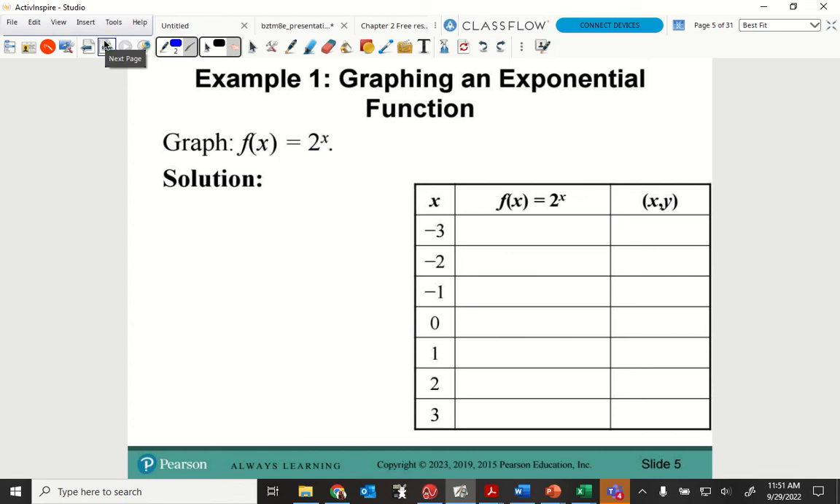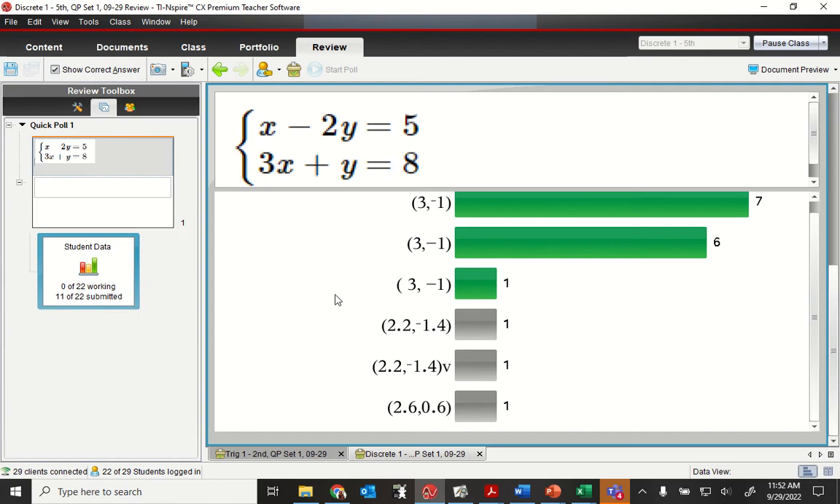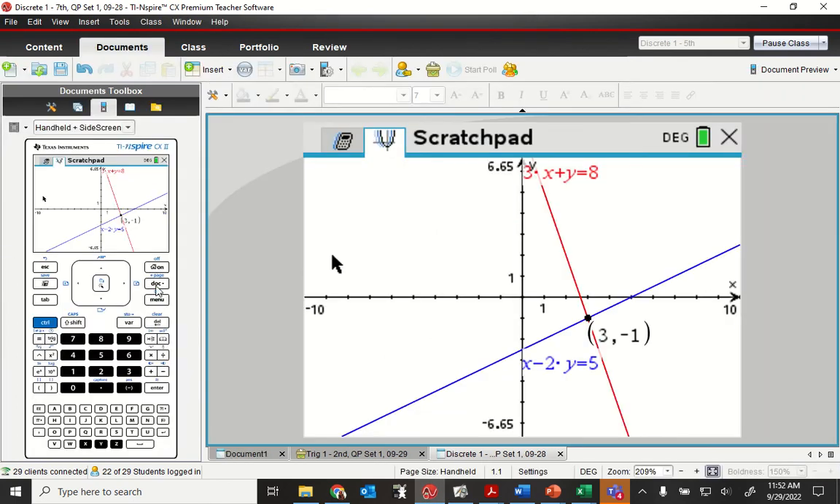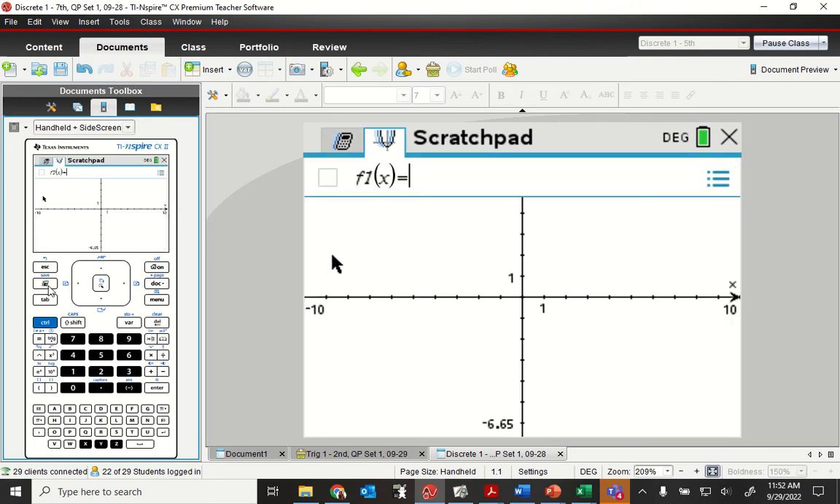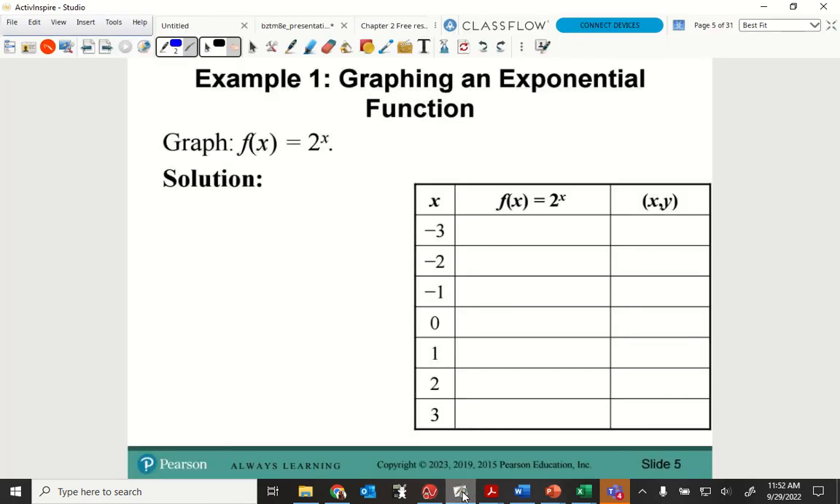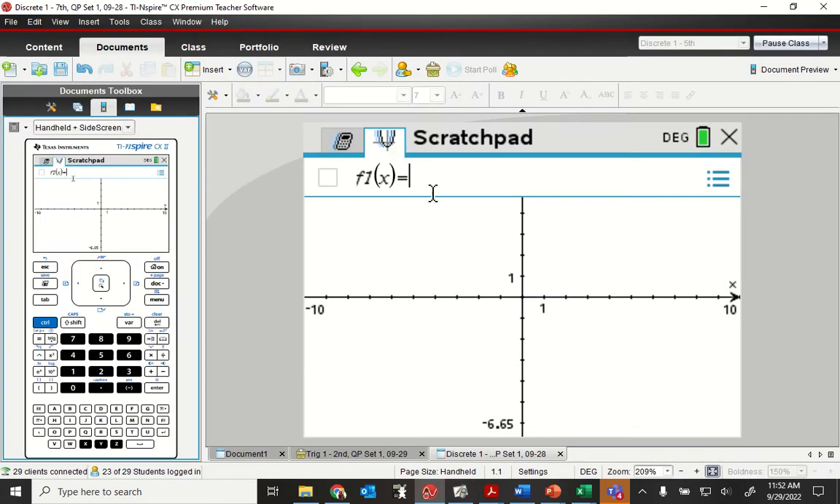I'm going to show you guys something super neat with the calculator right about now. You ready? Let's go to the scratch pad. Clear your scratch pad, please. Documents and doc B. I'm clearing the scratch pad. So now I am graphing f of x equals 2 raised to the x. Here's the function, 2, now raised to. Raised to is this button over here, this caret.